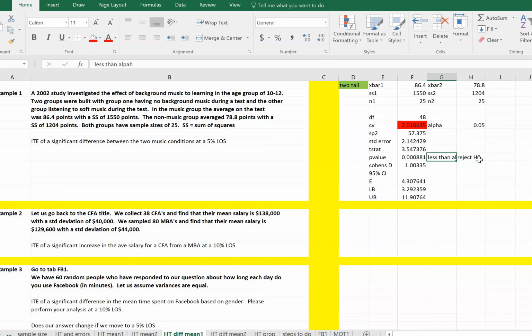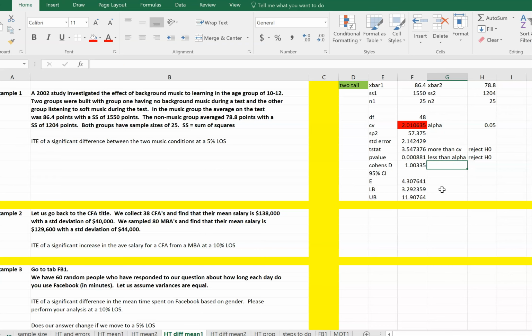And I know I wrote that incorrectly. Less than alpha, then we reject H naught. That's very important. T-stat, is this more than the critical value? Then we reject H naught. These are kind of questions right there. Are you more than the critical value? Then you reject. If you're not, then you do not reject. Is this number less than alpha? No, then you do not reject. That's really what it comes down to.